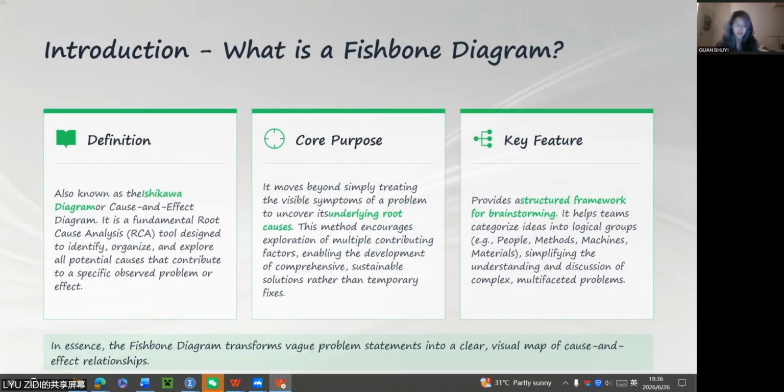First, what is a fishbone diagram? It is a root cause analysis tool used to find the real cause of a problem instead of only solving the symptoms. It also helps people organize different problem causes into categories, making complex problems easier to understand because of its clear structure. It is widely used in quality improvement and decision making.